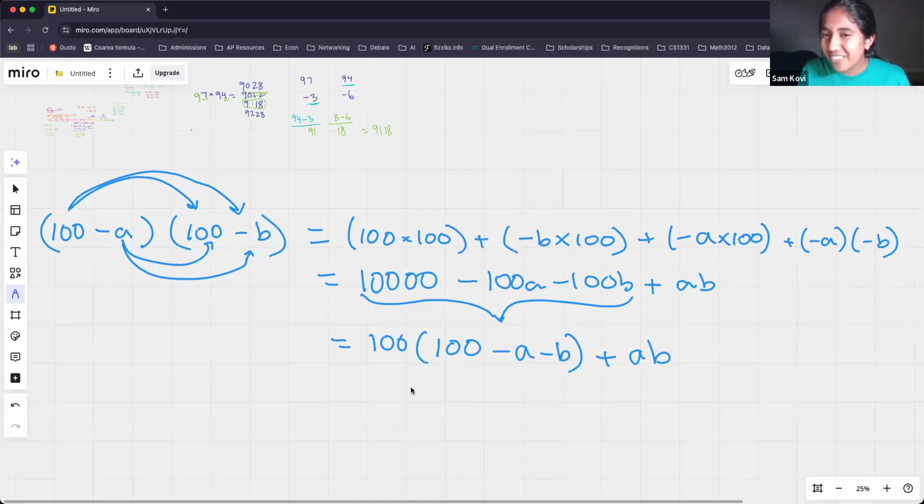Okay, if you think about it, isn't this what we started with? Isn't this one of our numbers? 100 minus a? Isn't that this over here? That's the same thing, right? So what we're doing is taking that first number, and then subtracting the difference from 100 for the second number. So we get that number minus that second difference, and that's how we get the first two digits. And then the last two digits is just going to be the product of the differences.